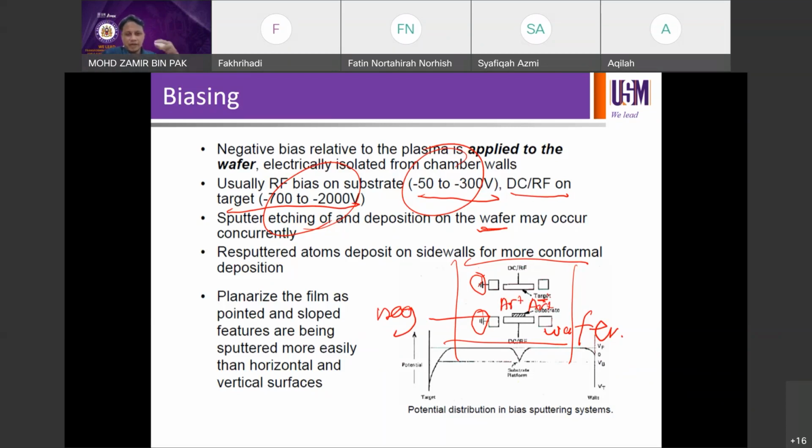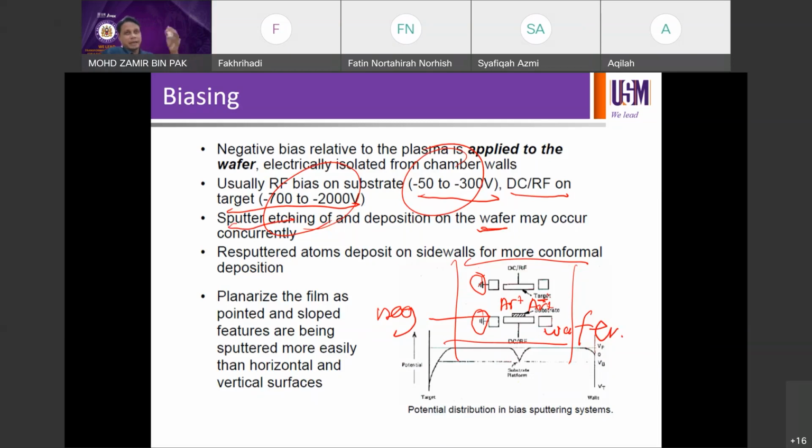And as a result of that sputtering, you want sputtering to take place to the target. You nak sputter target. Tapi bila you bias wafer, you are attracting Ar plus to also hit the wafer. Okay, so then bila you activate biasing on the wafer, macam you are effectively sputter the target and at the same time sputter the wafer. Okay, and sputter the wafer we call that as sputter etch.